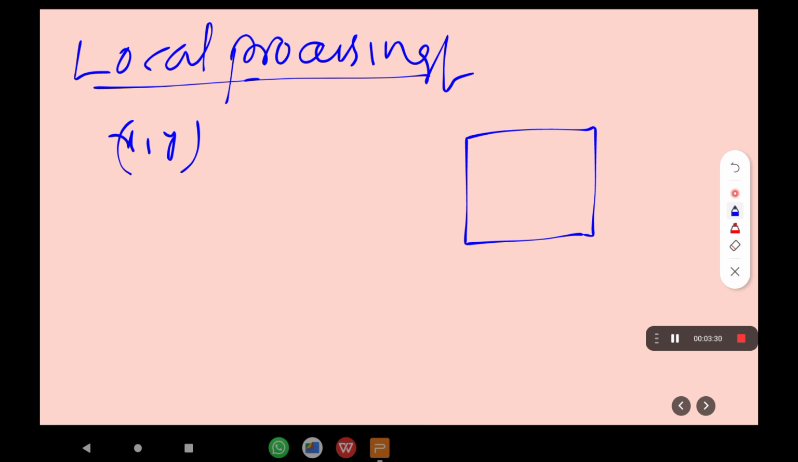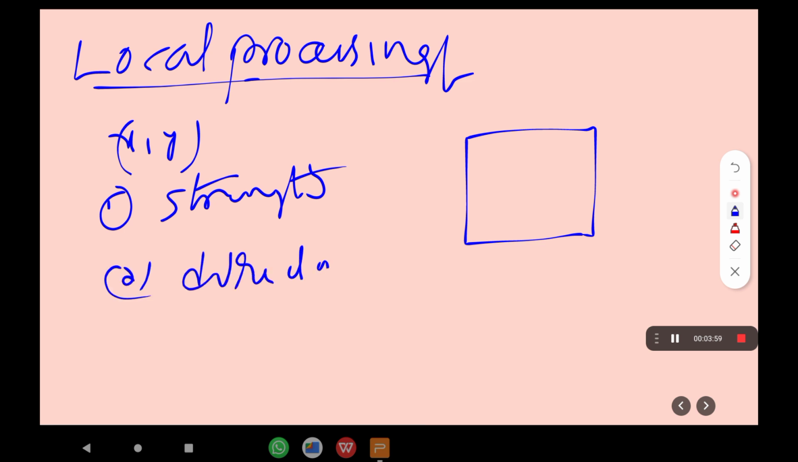So for that purpose, there are two principal objectives. Suppose you want to link the corresponding points; two principal properties are used for establishing the similarity of edge pixels. The first is strength, and this strength decides whether the pixel is an edge pixel or not. The second one is direction. These are the two principal properties used for establishing the similarity of edge pixels.